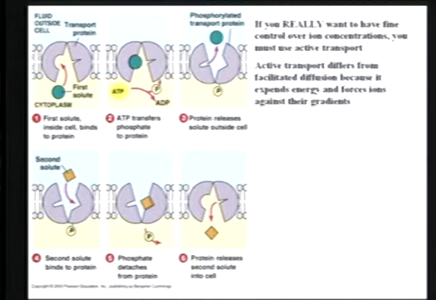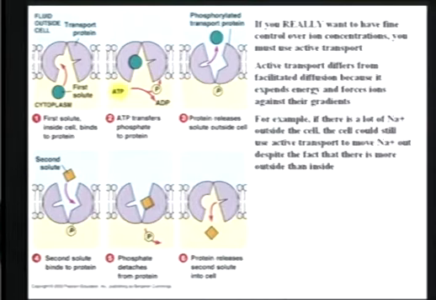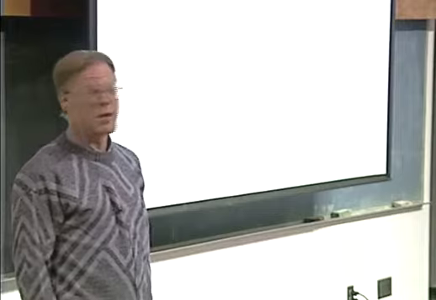We often call these ping-pong proteins because they seem to ping and pong between two different states: a state facing outside the cell and a state facing inside the cell. But the main difference here is that this protein is using energy and fighting gradients. For example, if there's a lot of sodium outside the cell, it could still move more sodium out of the cell against the sodium gradient because it's using energy to do so.